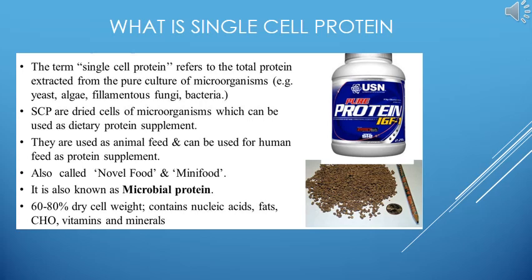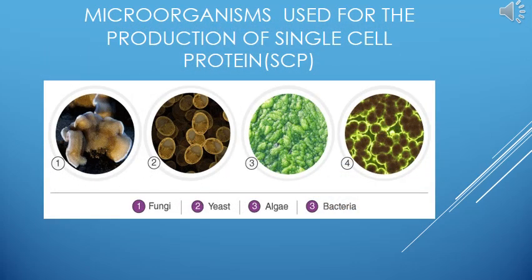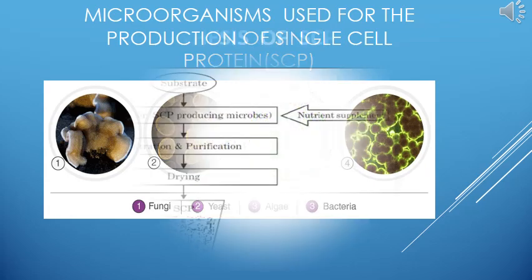60 to 80% of the dry cell weight contains nucleic acids, fats, carbohydrates, vitamins and minerals. Different strains of fungi, yeast, algae and bacteria are used for the production of single cell proteins.